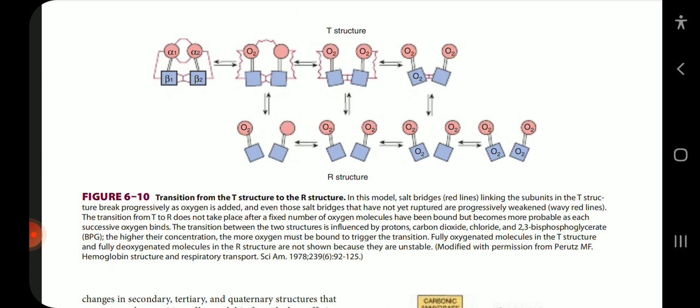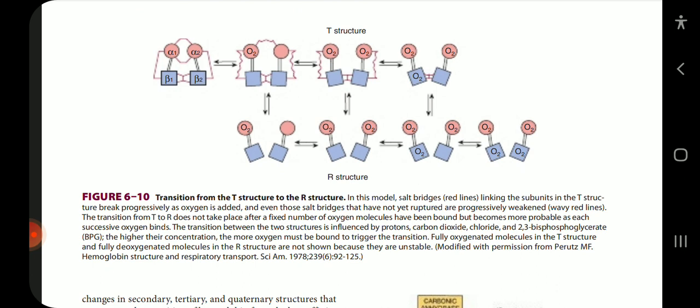In this model, salt bridges linking the subunits in the T structure break progressively as oxygen is added, and even those salt bridges that have not yet ruptured are progressively weakened, wavy red lines. The transition from T to R does not take place after a fixed number of oxygen molecules have been bound, but becomes more probable as each oxygen binds.